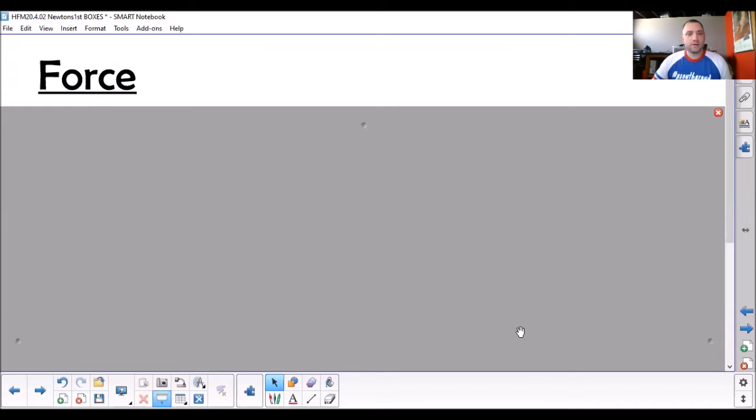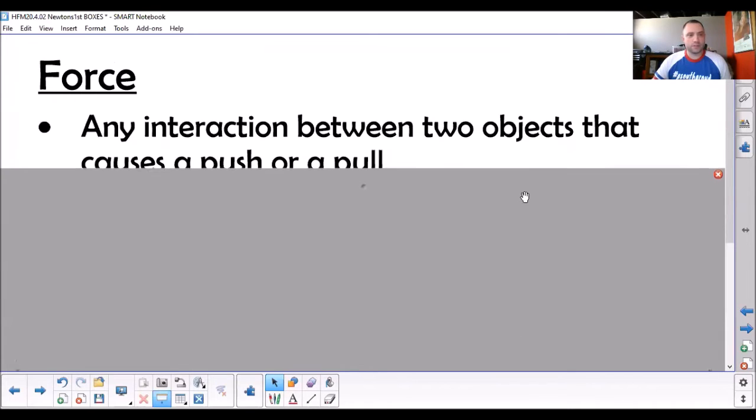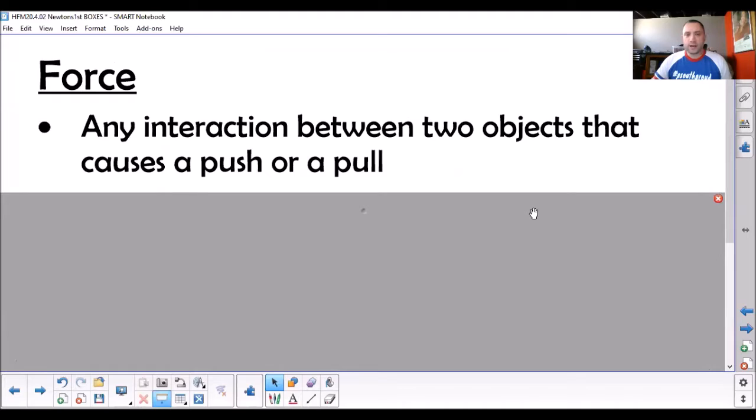So first thing is first, what is force? Force is any interaction between two objects that causes a push or a pull. So specifically, there's two things. Two objects have to be involved, and only two. If there's only one, you can't have a force. And if there's more than two objects, then there's going to be more than one force. And it's anything that causes a push or a pull between the two objects.